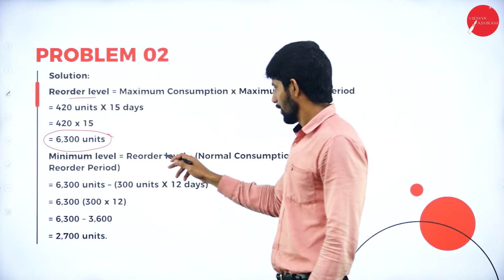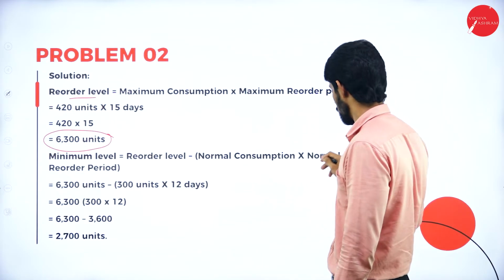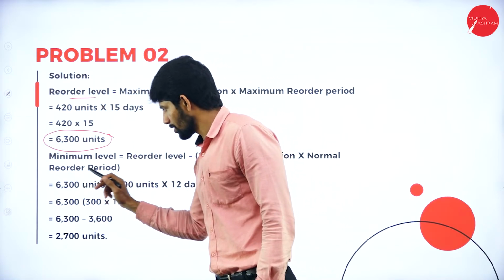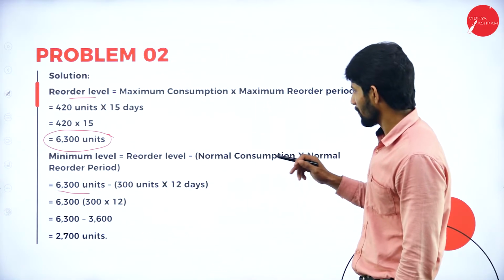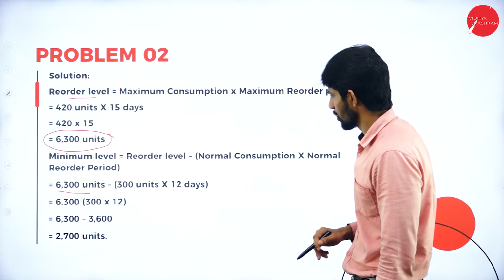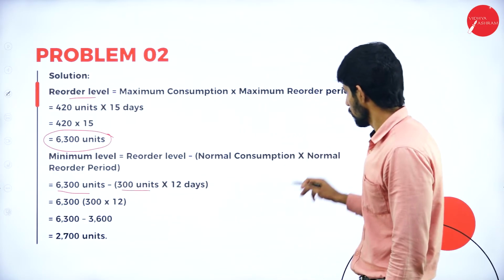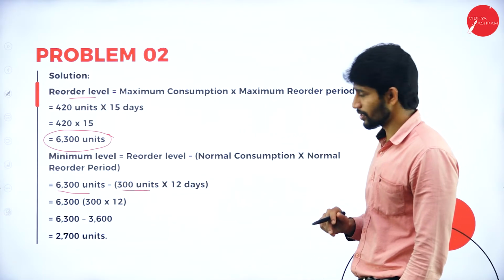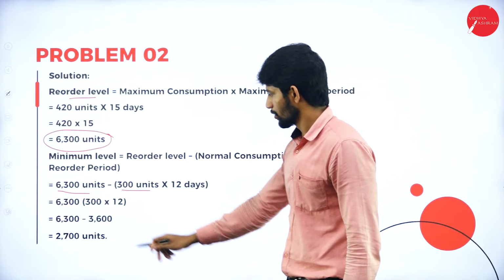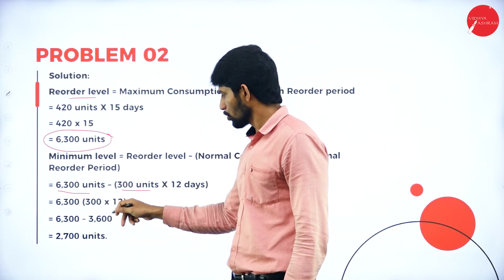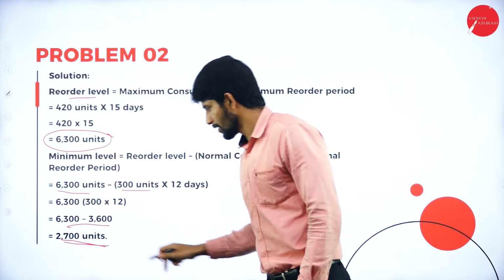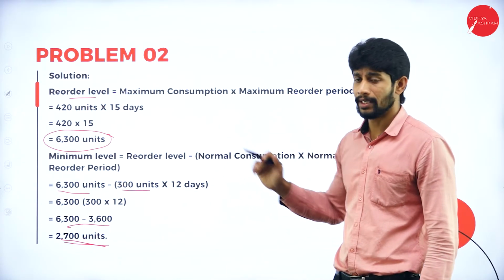Next, minimum level: reorder level minus normal consumption into normal reorder period. So reorder level is how much? 6,300 units minus normal consumption. What is the normal consumption? Normal consumption is 300 units. So write down normal consumption into normal reorder period. What is the normal reorder period? It is 12 days, given in the problem. So 6,300 minus 300 into 12, that is 6,300 minus 3,600, you will get balance of 2,700. It is called minimum level.